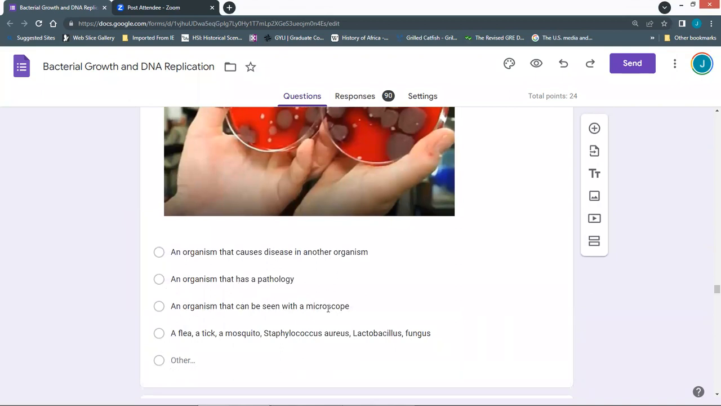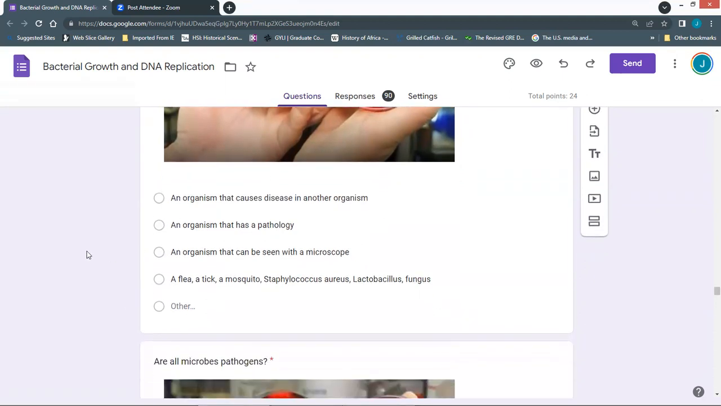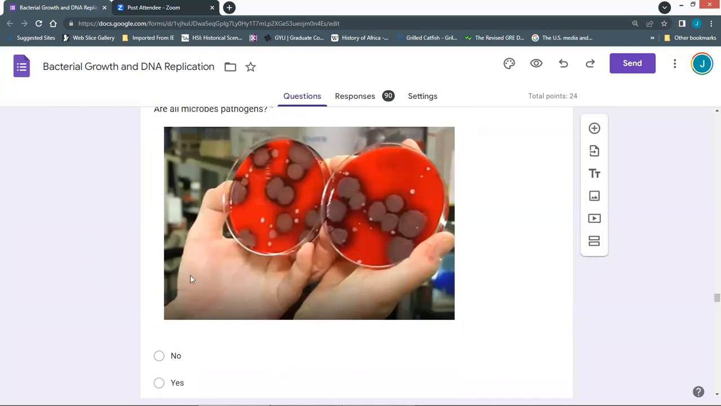Microbes are organisms that can be seen with a microscope. And fleas, ticks, and mosquitoes are parasites. They're not really pathogenic, but they can give you pathogenic organisms. Staph aureus is a pathogen, though, and not all fungi are. Okay, continuing on. Are all microbes pathogens?